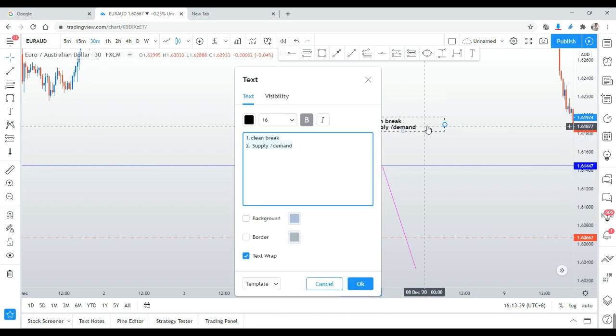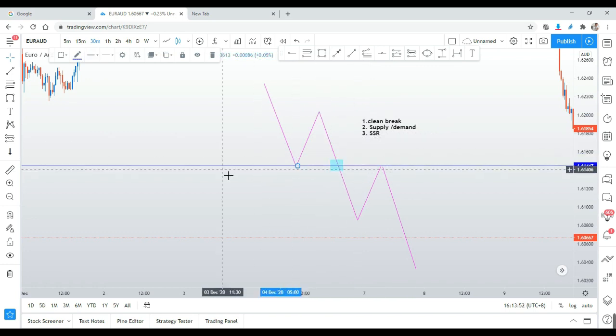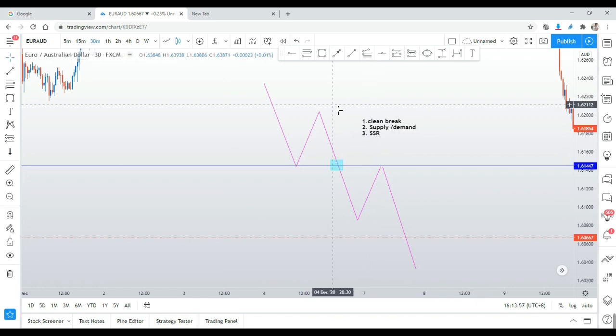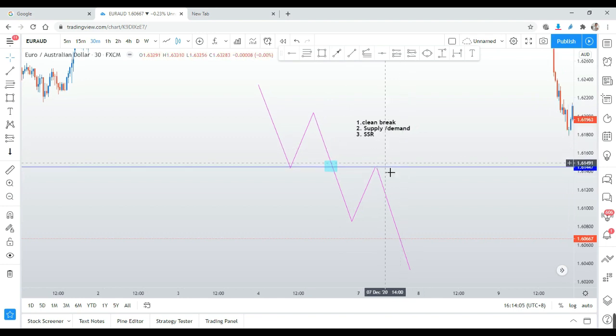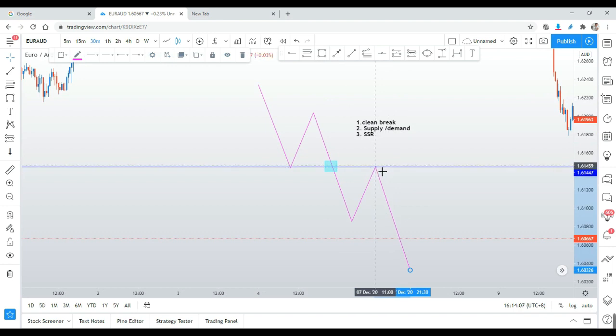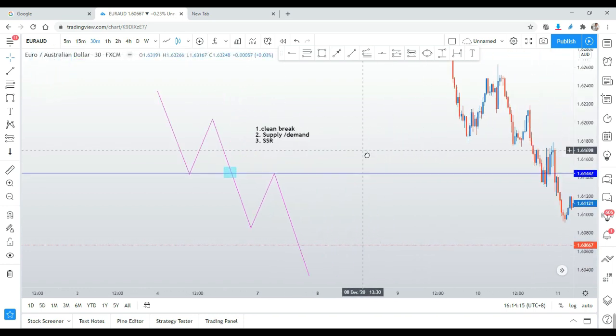What is the third thing? The third thing is SSR, which stands for significant support and resistance. It means this blue line over here must be an SSR. Now I have a few examples for you, showing how we are able to catch this trade not only accurately but with a sniper entry. So let's dive into this example.